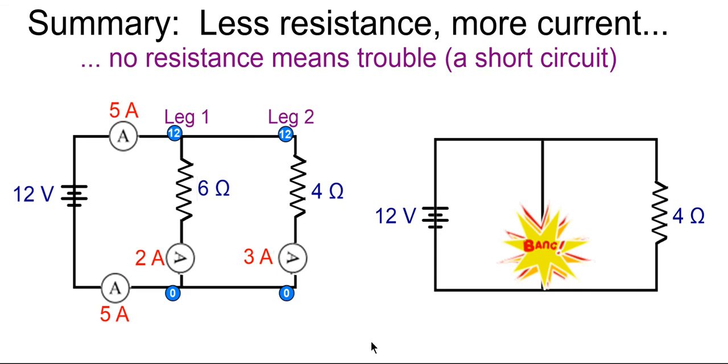All right, so here's a summary. In a parallel circuit where there's less resistance, there's more current. Less resistance, 3 amps; 6 ohms, more resistance, less current. And the other thing is that if you have no resistance, that's going to be called a short circuit. It could damage your circuit unless you have a fuse. And the best way to avoid this, of course, is to put a resistor in there.